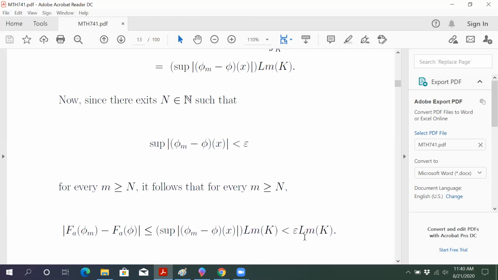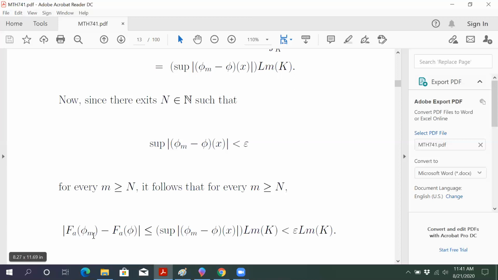The rest is the same, L, M, K. Look at here. Again, this is some positive number. When we say the absolute value of FAPM minus FAP is less than this, it means the distance between these two can be smaller than any positive number. Again, this is another positive number, you may take it like epsilon prime. So the distance between these two can be smaller than any positive number if M is large enough.